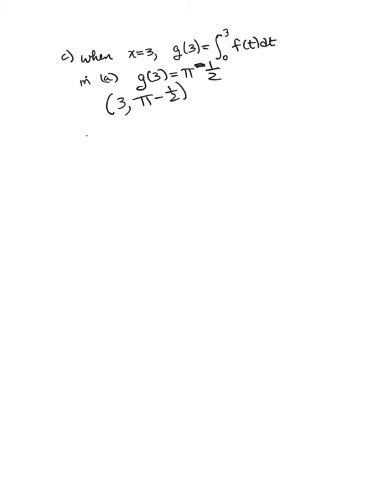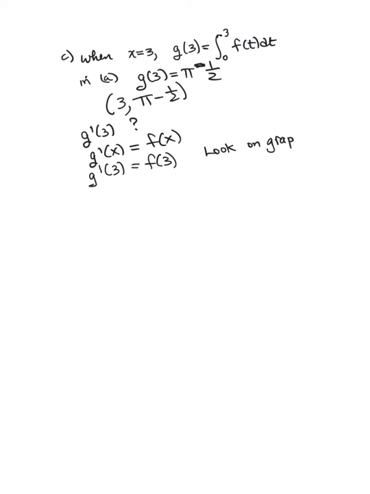Now we need the derivative of g at 3. Well, since the derivative of g gives back f, right? And we always have to find the general derivative rule before we substitute a number. The derivative of g at 3 is f of 3. And if we look on the graph of f, f of 3 is equal to -1. Okay, and that's just looking at the graph of f.